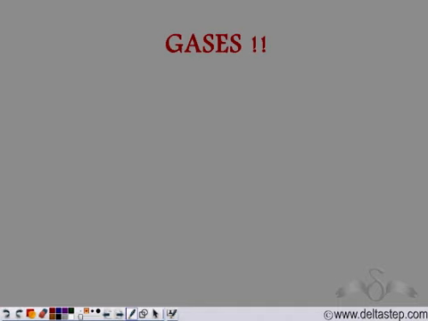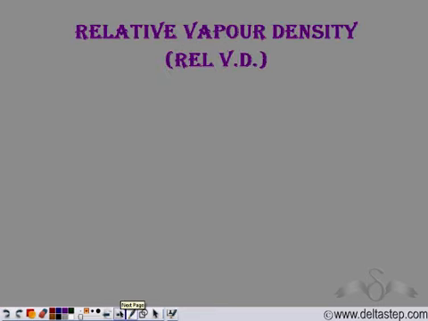So that is why its density is calculated by comparing it with some other gas. So to calculate the density, we compare it with some other gas, and hence we find the relative vapor density of a gas. When the density is compared to some other gas, we calculate the relative vapor density for any gas, that is abbreviated as REL for relative and VD for vapor density. Now let's see how we calculate the relative vapor density for any gas.